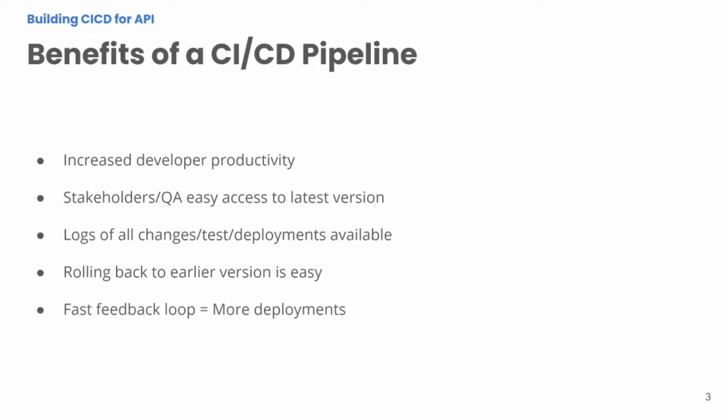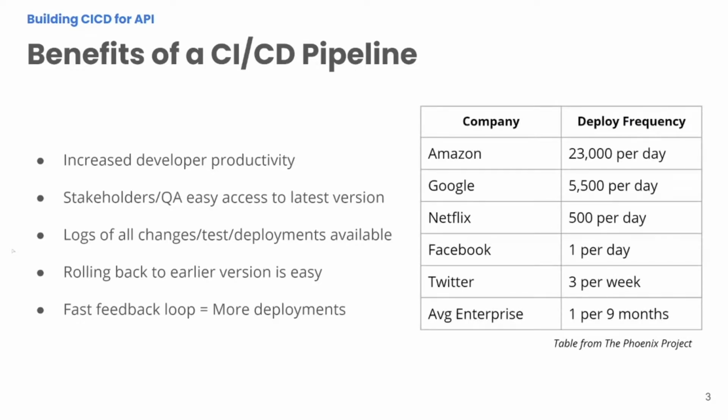The faster and more automated the entire process is, the faster it is to incorporate feedback from customers and stakeholders. This translates to having more deployments per day. As you can see, some of the most successful tech companies have very high development frequencies. This is possible in large part due to their highly sophisticated and automated CI/CD systems.